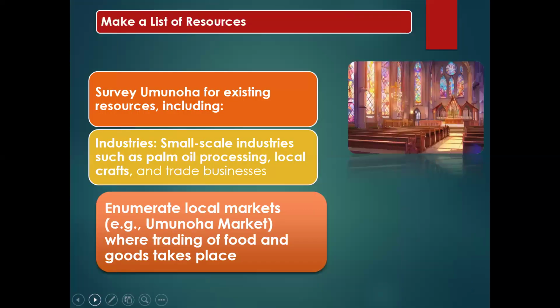Make a list of the resources. You have surveyed Umunoha for existing resources, including church, schools, industries, palm oil processing places, local craft, traditional businesses. That is for rural community. But for other specialized communities, you have to be careful about what is found in that community, what can help them. Then you have to state the number of the local markets in Umunoha where these people go for food, because it's also going to be captured in their community profile.